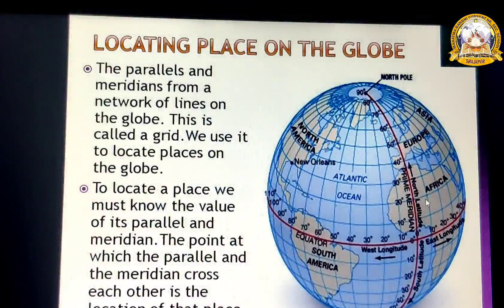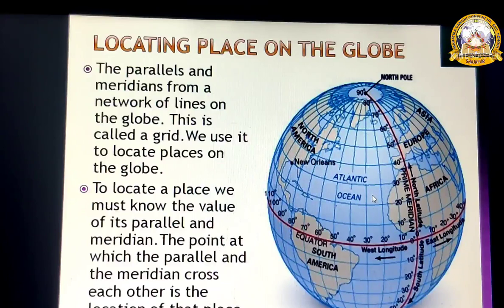Now, how do we locate a place on the globe? To locate a place on the globe, we must know the value of its parallel and meridian. These are the parallels and meridians. These parallels and meridians form a network of lines. This is called a grid. What is a grid? The network of parallels and meridians is known as a grid.